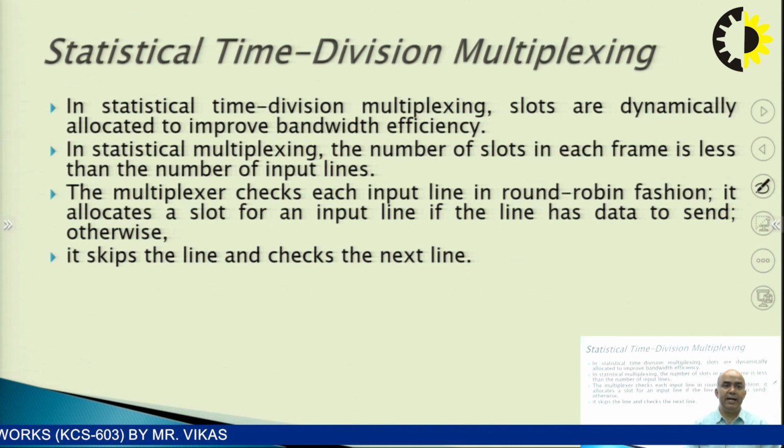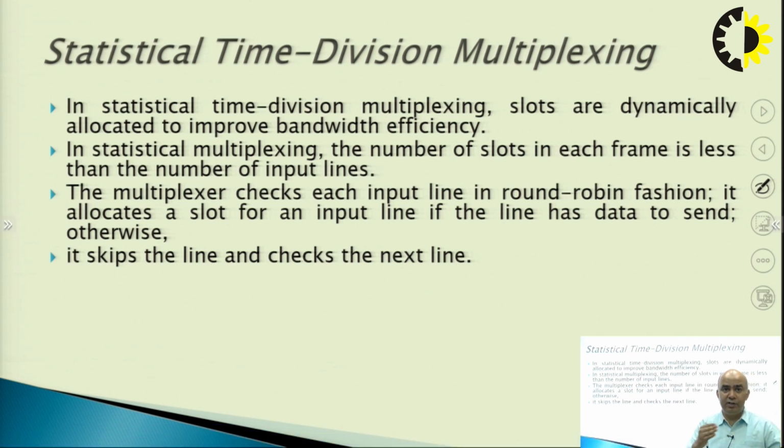So it skips the line and checks the next line. Okay, so here in this statistical time division multiplexing, it uses the round robin method to allocate the time slots for each input line. And if a line is not sending, it skips that user and moves to the next user and checks whether the next user is sending the data or not.